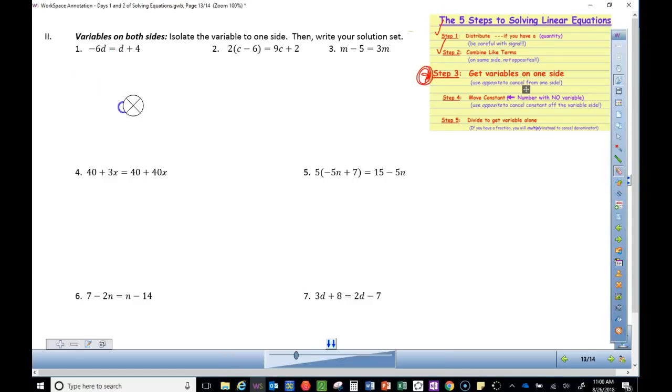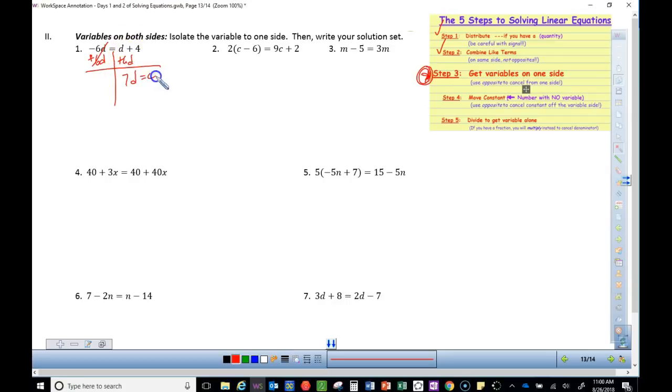Another option would be to move the one on the left side. I could add 6d instead, and then that would be gone. Now what you have to be careful of if you do this is you cannot write 7d equals 4. The equals doesn't go here. This would be 7d plus 4 over here, and the equal sign is here. So if you end up canceling everything on one side, you need to write a 0. And then we'd have to move this minus 4 over. And so then we'd end up with negative 4 equals 7d.